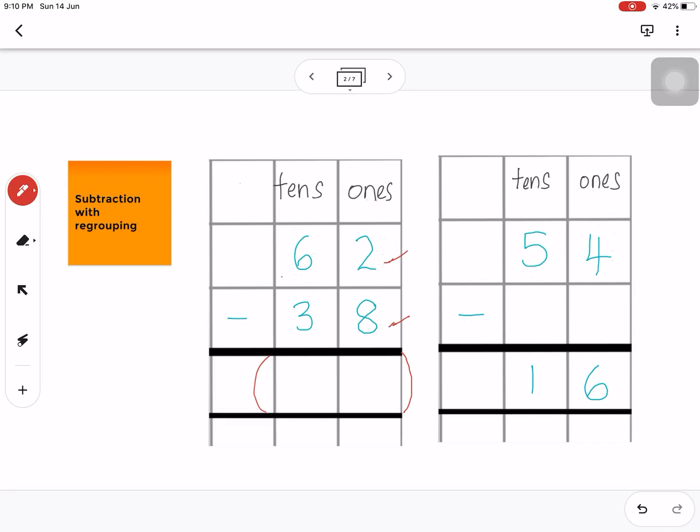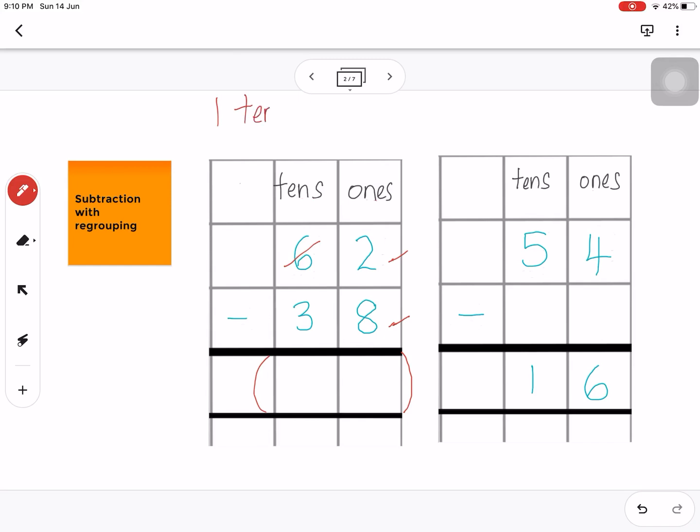62 is in one group. 38 is in another set of numbers. When 2 cannot minus 8, we need to borrow from 6. Borrow from the tens, the biggest value in 62. So 2 cannot minus 8, we borrow 1 from the tens. Borrow 1. Always borrow 1. You need to remember this.